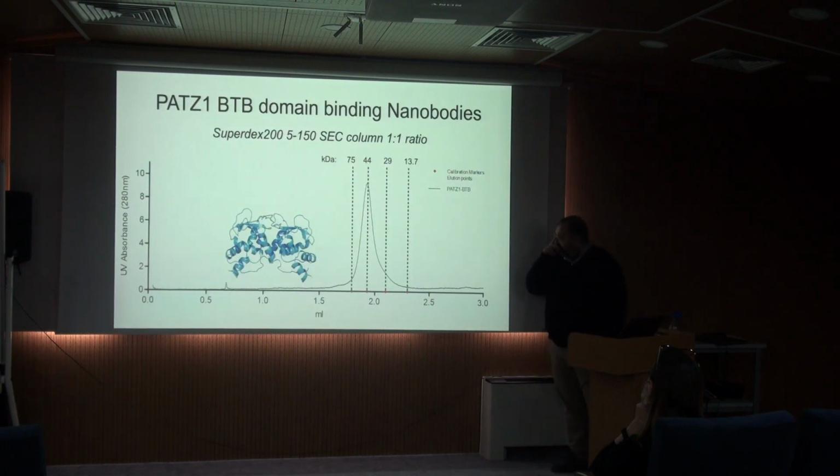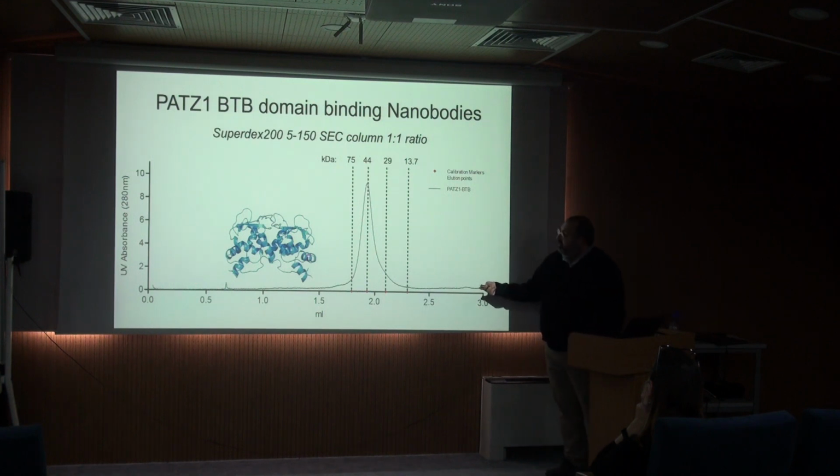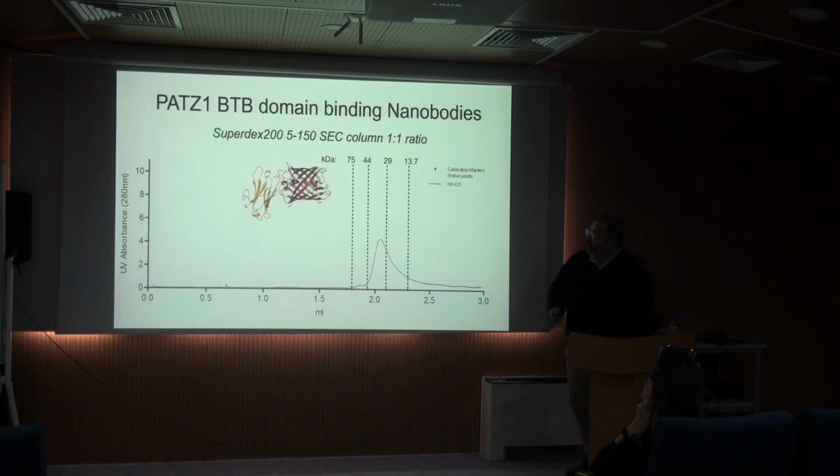So this is a size exclusion column experiment. We've purified the PAX1 BTB domain. We think it forms a dimer, and in the size exclusion, it migrates where a dimer should migrate, around 44 kilodaltons. We also express the nanobody fused to the mCherry. Normally the nanobody is 15 kilodaltons, but when you tag on mCherry, it becomes about a 30 kilodalton protein.